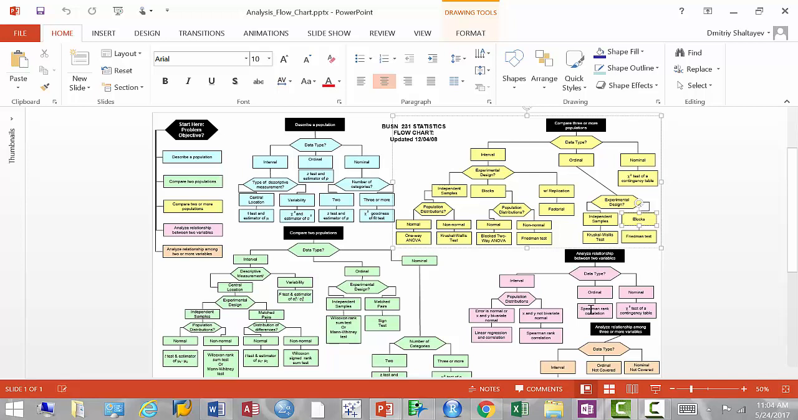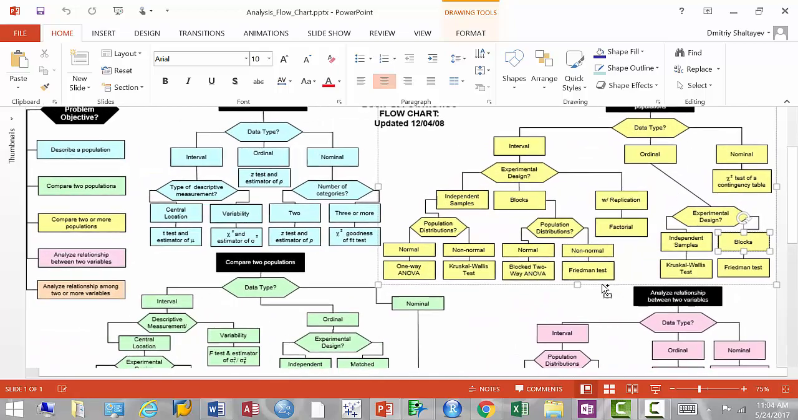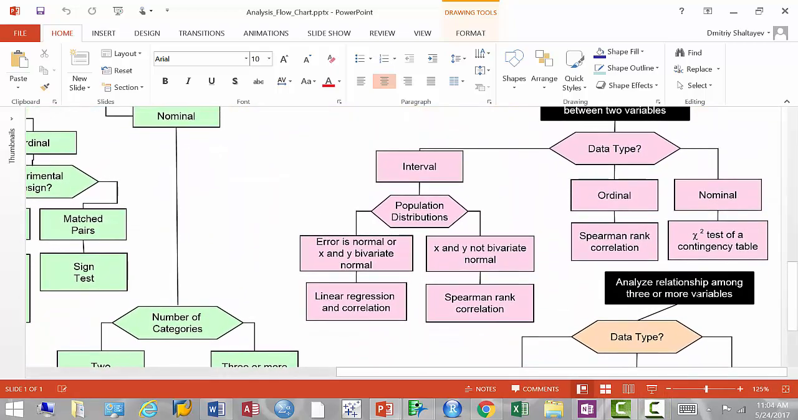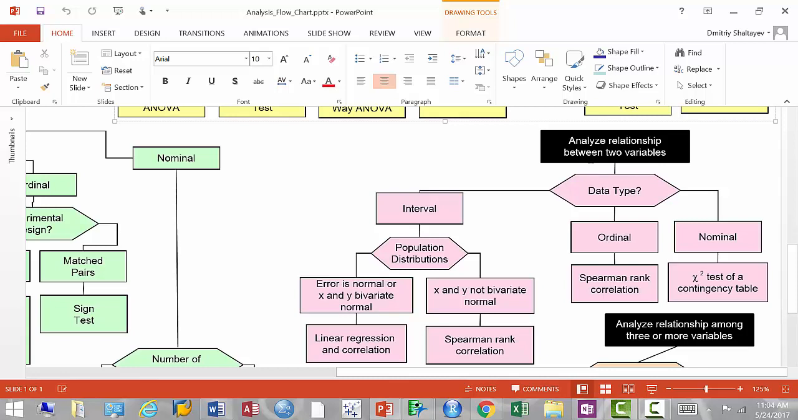Where do I begin? I'm really trying to see if the grade expectations drive the class ratings, right? And that falls under the umbrella of analyzing the relationship between two variables. Agree? So let me focus more on number 4 right here, okay? Analyze relationship between two variables. That's what I have, right?